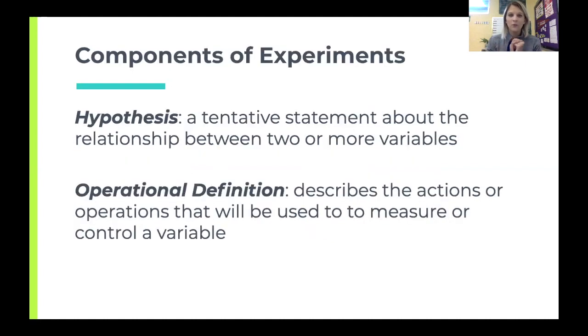So there are a few components of experiments that must exist in order for it to be considered a scientific experiment. And you've probably mentioned these in your science classes. So first, a hypothesis, or you might have heard this defined as an educated guess. It is a tentative statement about the relationship between two or more variables. Tentative meaning this could possibly be changed.